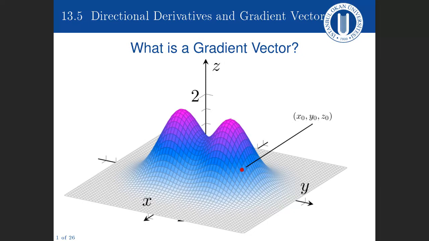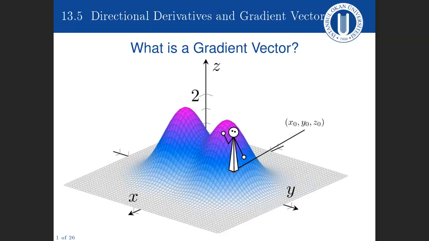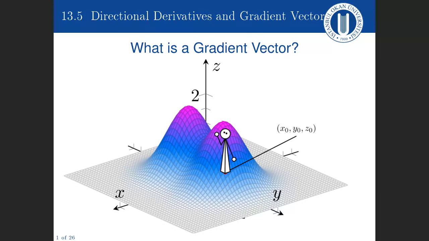Again, let's suppose we have the graph of a function of two variables, z is equal to f of x and y, and a point on this graph. And let's suppose that you are standing, this is my drawing of you, on the point x, y, z, x0, y0, z0. And then I could ask you which way is uphill and which way is downhill from your perspective. Let me rotate this around a little bit.